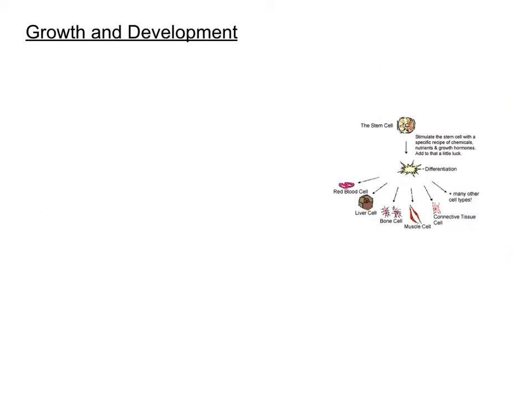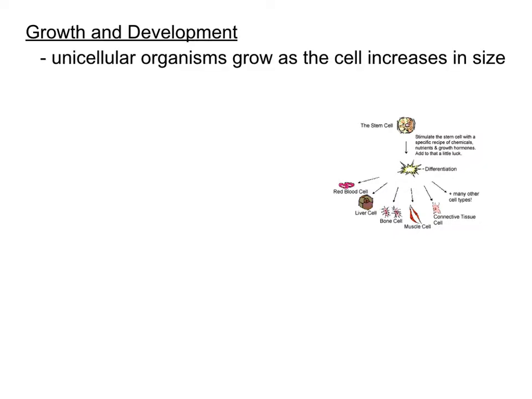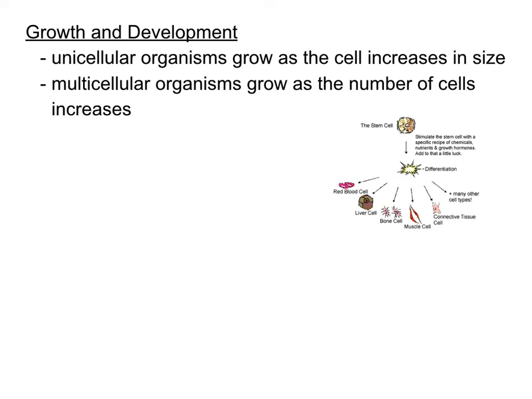The next characteristic is growth and development. So unicellular organisms are going to grow as the cell increases in size. So the cell itself just gets bigger and bigger. That's different from a multicellular organism because a multicellular organism is going to grow as the number of cells increase. So it's going to keep adding more and more cells to make the organism itself bigger. So that's a huge difference between the two.